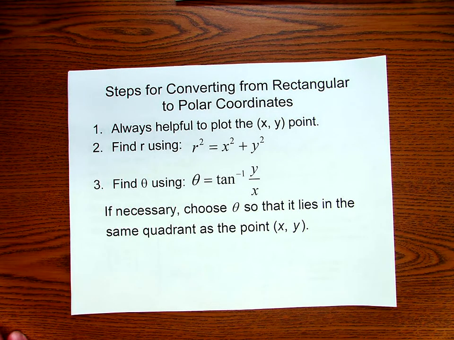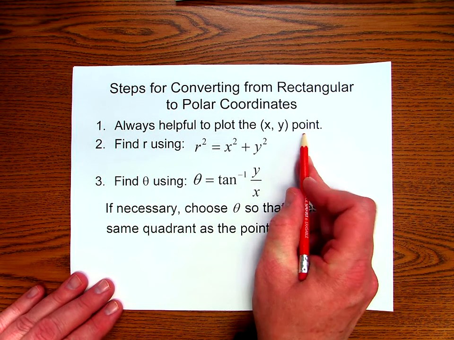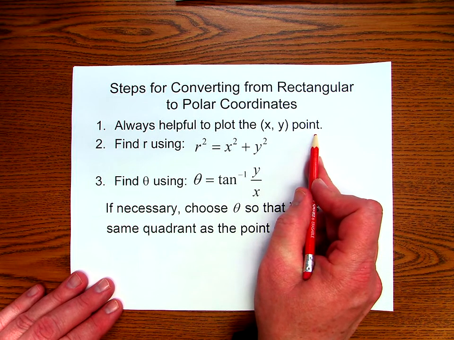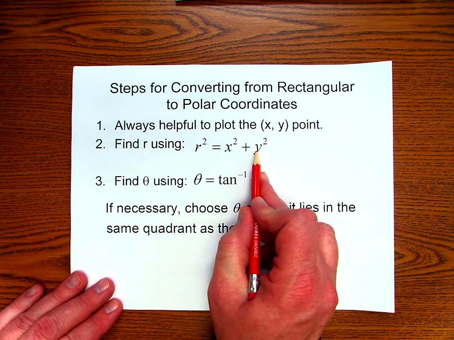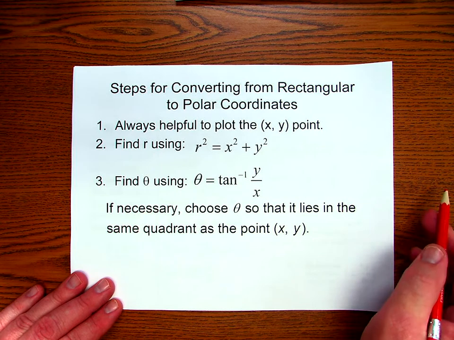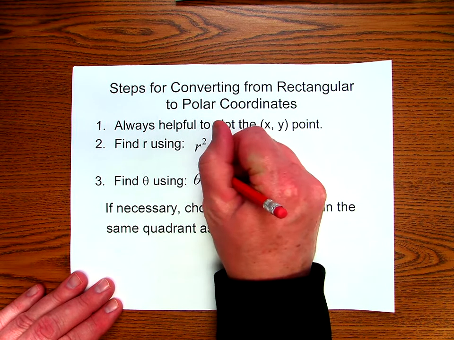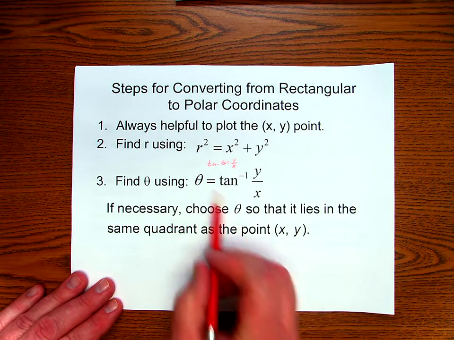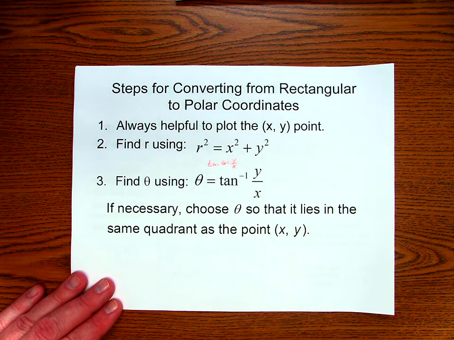Okay, what if we're going in reverse? Always helpful to plot the point. Well, no matter what you're doing, if time permits and you're plottable, that's a good strategy. If we're going from rectangular to polar, we're going to know xy. So from xy, we can get the r. And then from the tangent of theta being y over x, just putting that in inverse form, we can get the theta by the inverse tangent of y over x.